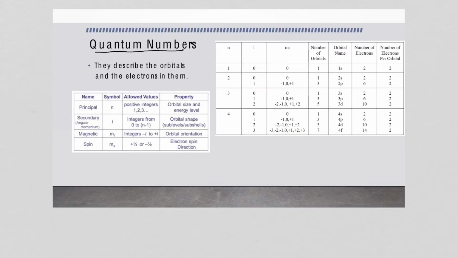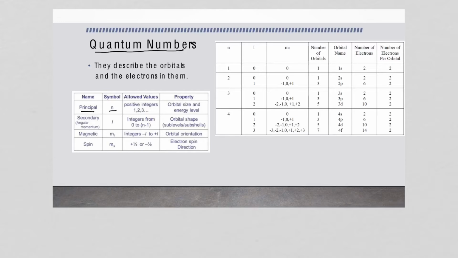Now, part of the numbers that we get out of these solutions, these wave functions, are quantum numbers. In particular, 3 quantum numbers that describe the wave function, or in other words, they describe each individual orbital. So each individual orbital is described by 3 quantum numbers. And those are, first of all, the principal quantum number, abbreviated by the symbol n.